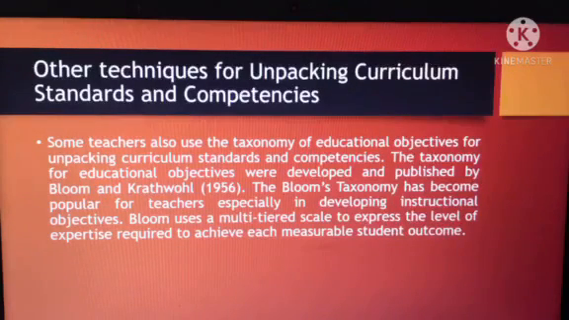Other techniques for unpacking curriculum standards and competencies. Some teachers also use the taxonomy of educational objectives for unpacking curriculum standards and competencies. The taxonomy of educational objectives was developed and published by Bloom and Krathwohl, 1956. Bloom's taxonomy has become popular for teachers, especially in developing instructional objectives. Bloom's uses a multi-tiered scale to express the level of expertise required to achieve a measurable student outcome.